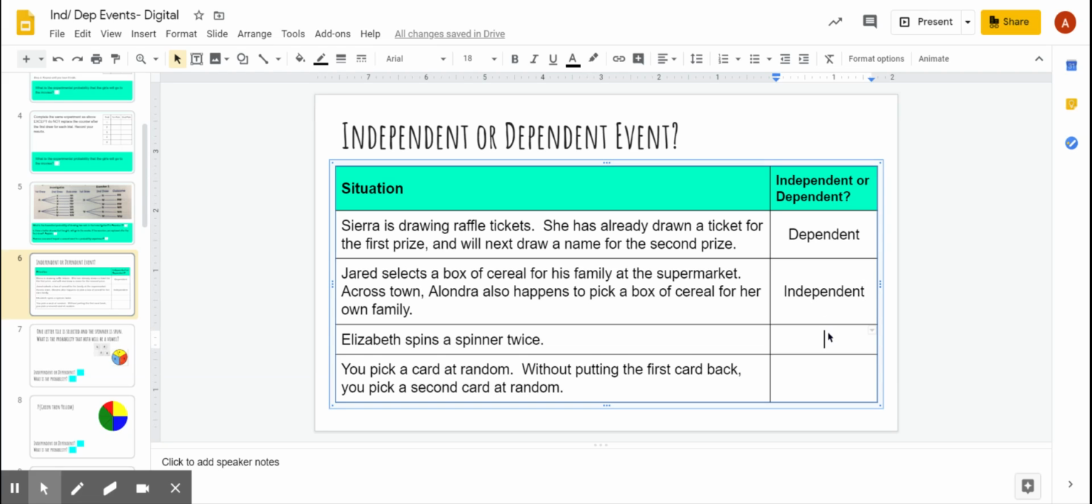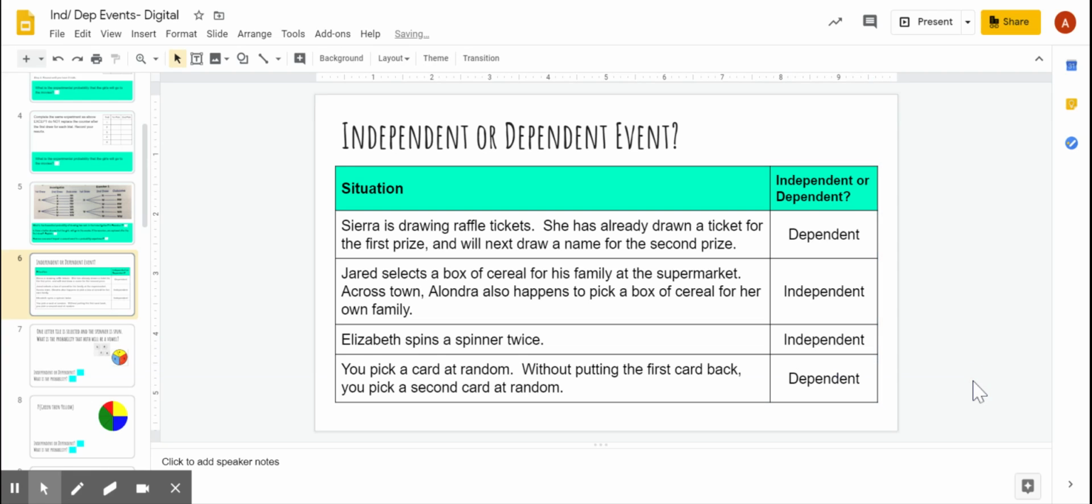Okay, Elizabeth spins a spinner twice. These are also independent because when you spin a spinner, you don't then take it off of like the wheel, right? It's still on it. So you can keep spinning the same spot more than once. And the last one, you pick a card at random without putting the first card back. You pick a second card at random. Sometimes it will say without replacement. That is what makes these 2 dependent. Once I have taken the card out and I'm not putting it back in, it's no longer an option.